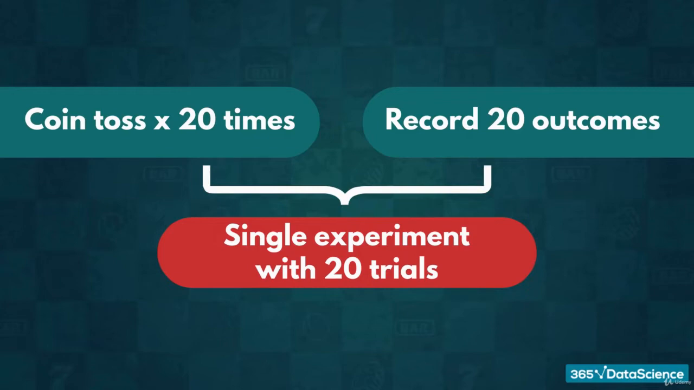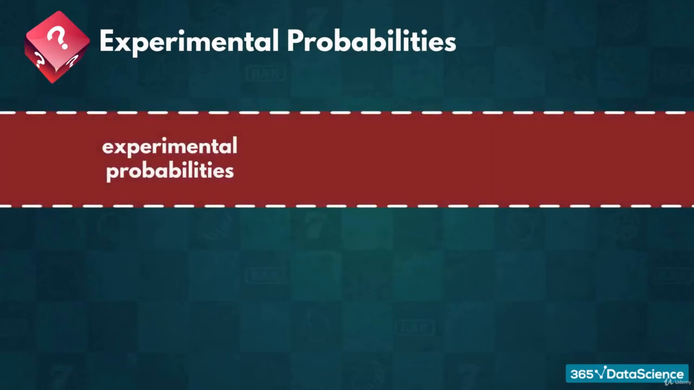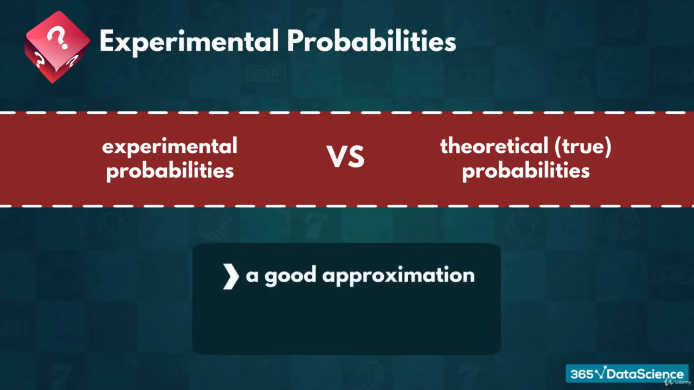The probabilities we get after conducting experiments are called experimental probabilities, whereas the ones we introduced earlier were theoretical or true probabilities. Generally, when we are uncertain what the true probabilities are or how to compute them, we like conducting experiments. The experimental probabilities we get are not always equal to the theoretical ones, but are a good approximation.